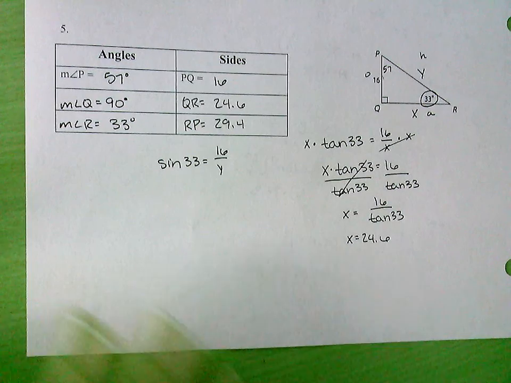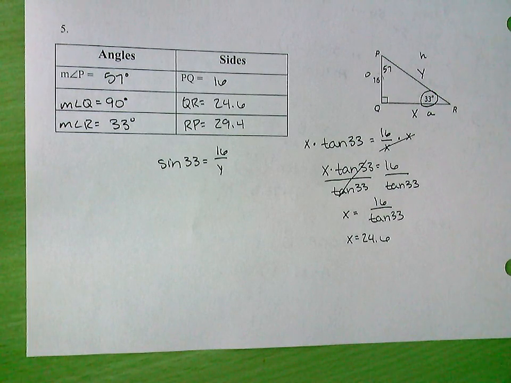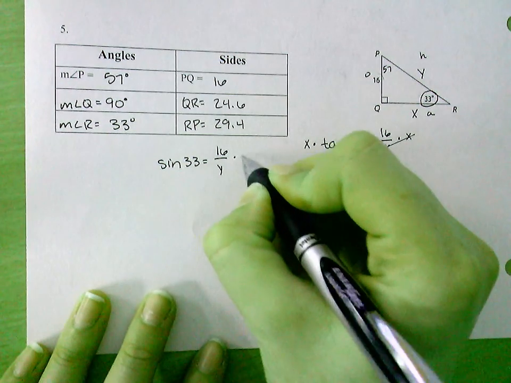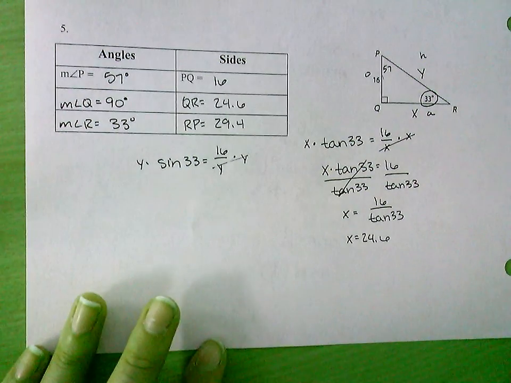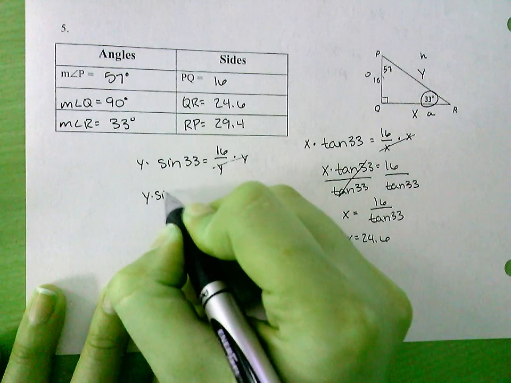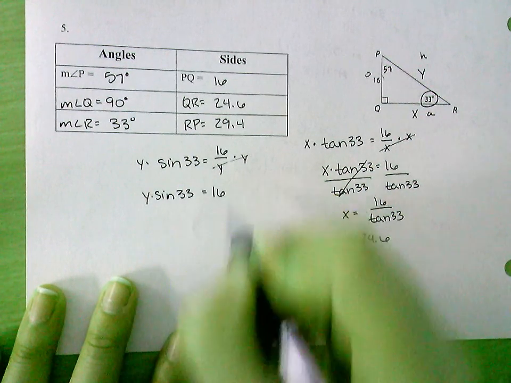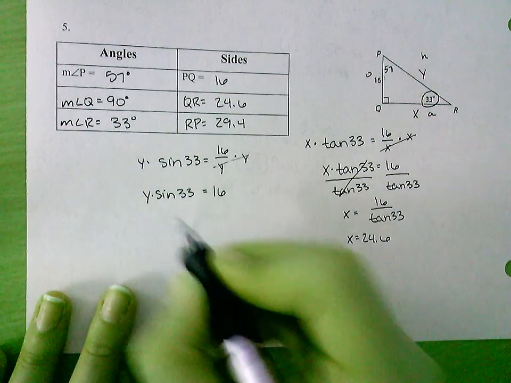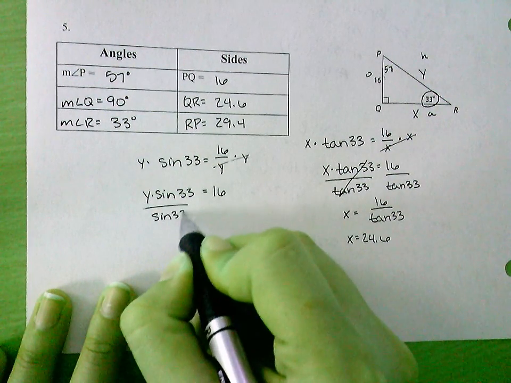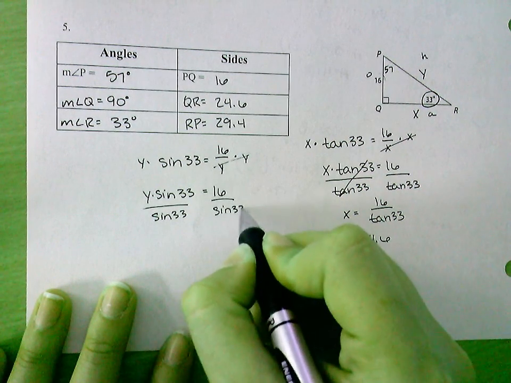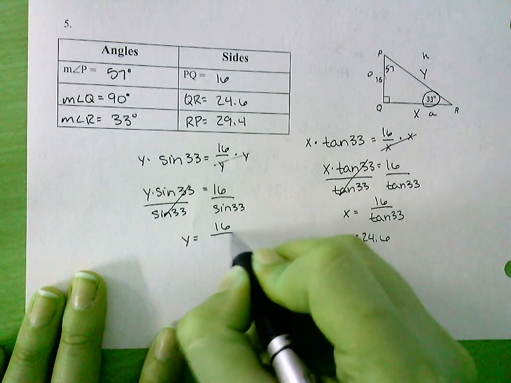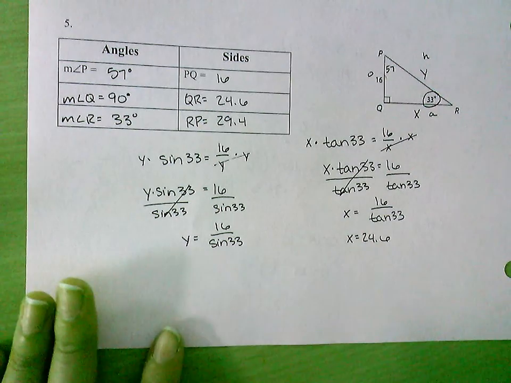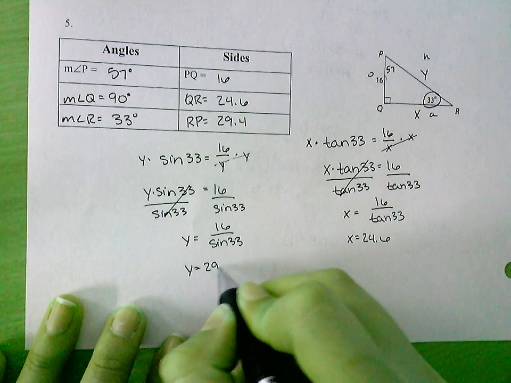When I'm solving for a variable that's in your ratio part, you always multiply both sides by whatever's in the denominator. So multiply by y. They cancel out over here, so we have y times the sine of 33 is equal to 16. We want to divide both sides by sine of 33, so they cancel out on the left. So y will be equal to 16 over the sine of 33, and you should get 29.4.